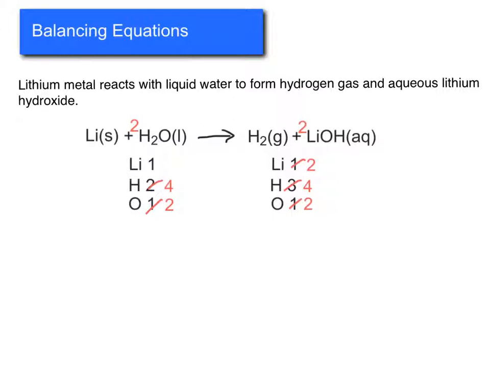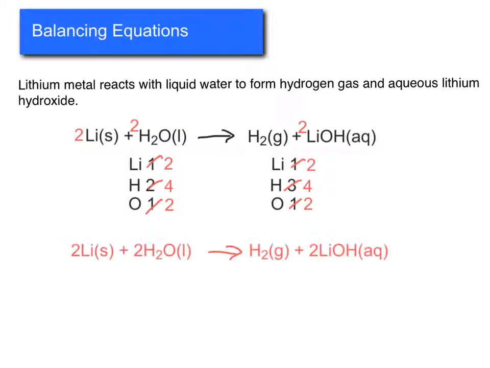We have 4 hydrogens on each side, so that's great. We have 2 lithiums in the product and only 1 in the reactant. So we're going to have to put a 2 here to give us 2 lithiums. All right, so now we can double check that we have the same number of everything on each side and rewrite our equation to be 2 Li plus 2 H2O gives H2 plus 2 LiOH. All right, and now we're balanced.